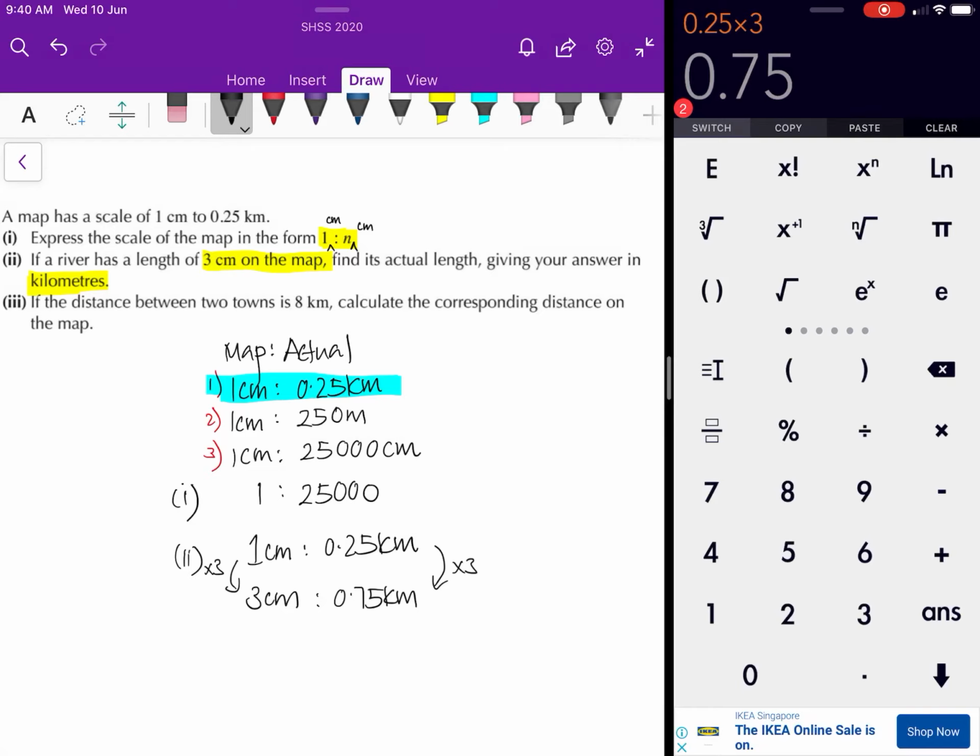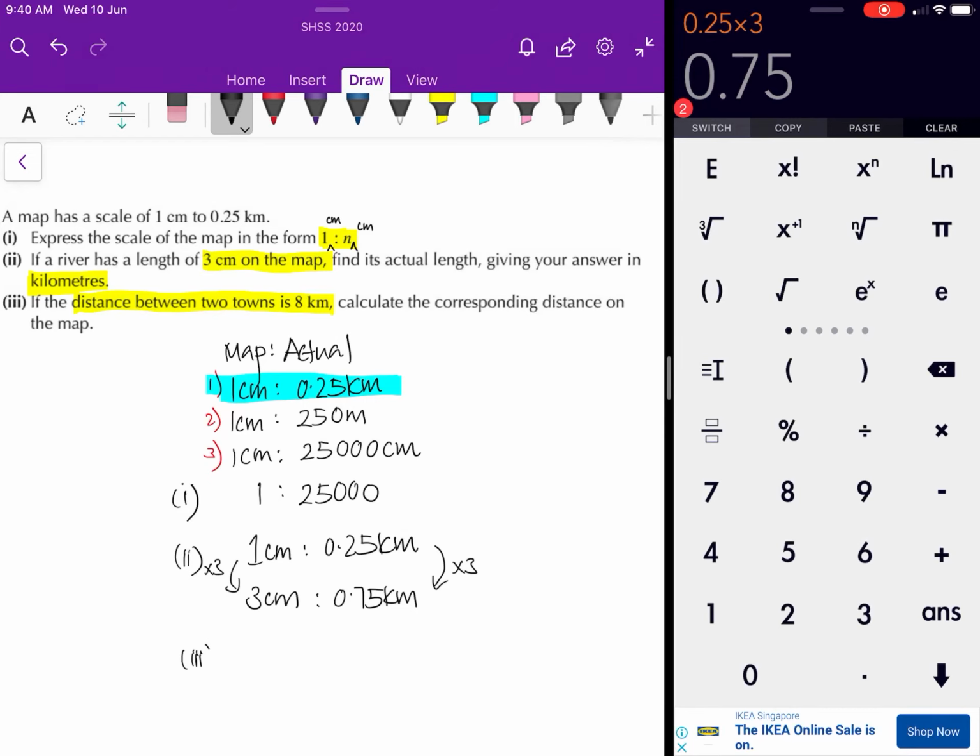Part 3. If the distance between two towns is 8 kilometers. Now, when they say distance between two towns is 8 kilometers, 8 kilometers cannot be the map distance. Because how can a map be 8 kilometers? Think about it, 8 kilometers is very, very far away. Okay, calculate the distance on the map.